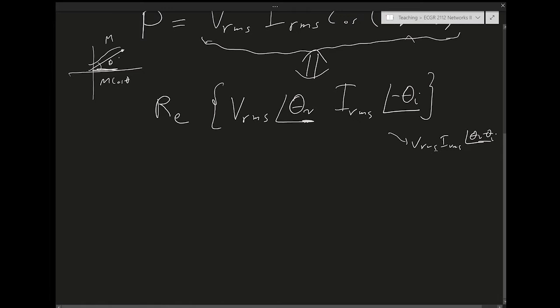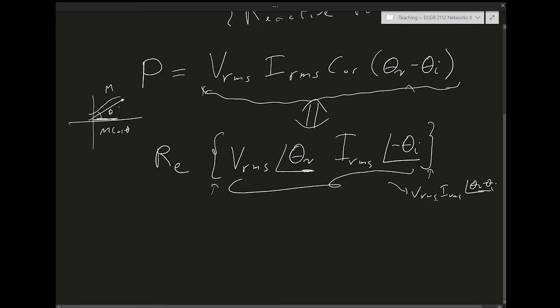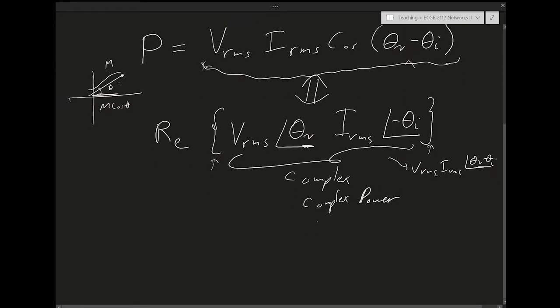Now this complex number inside those brackets, if I take the real component of it, I get average or real power. This is called complex power, and it's a very useful expression or quantity. It makes calculating power in AC circuits simpler. But let's examine more carefully what it is. It is designated by S.